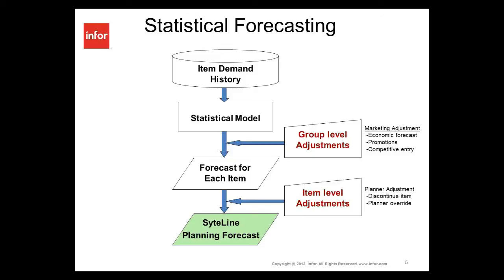Down further in the adjustments, you can adjust individual SKUs if an item's going to be discontinued, or if there's a price adjustment that you think might affect demand in the future for just one particular item. So after the system goes through the statistical calculation, it applies the adjustments, and then you're allowed to review this before you post it into the SyteLine planning system.